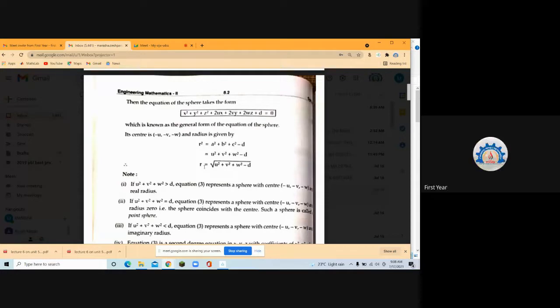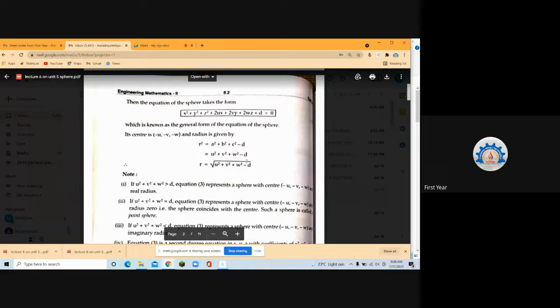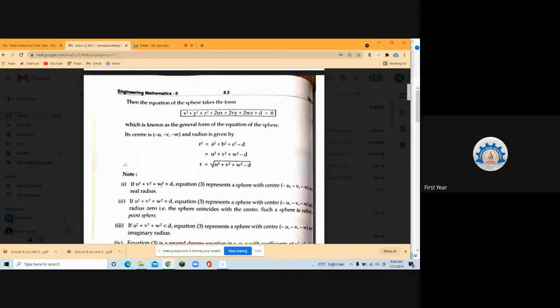So if r has to be positive, this square root has to be positive. If u square plus v square plus w square is greater than d, because there is a minus sign, then if it becomes greater than this term u square plus v square plus w square, the term inside the square root will become negative, which will make r imaginary.